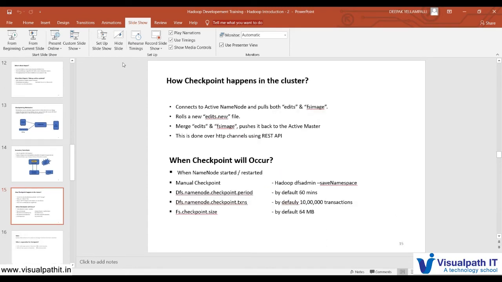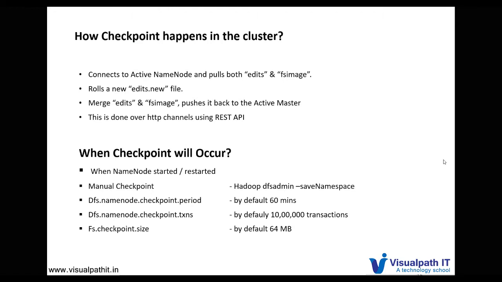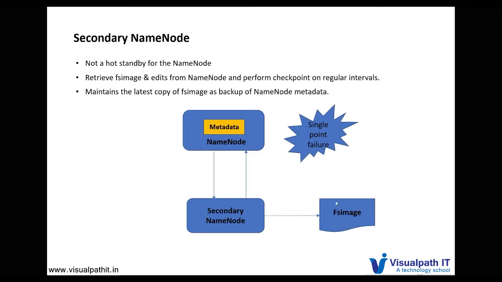Okay, so let us move to the next one. How does checkpointing happen in the cluster? We discussed checkpointing, but how does it happen inside the cluster? In Hadoop 1x, it connects to the active name node and pulls both the edits and the FS image. In the diagram, you see the checkpointing will be done by the secondary name node, right? So the secondary name node will connect to the name node this way and pull the metadata files.